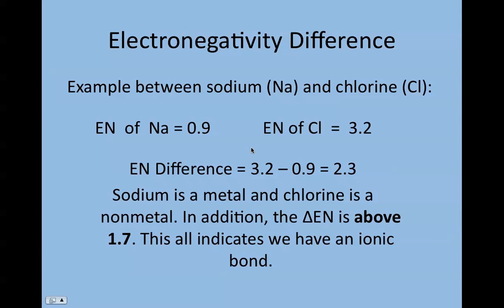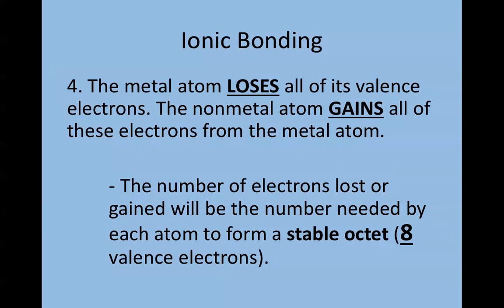Just one thing to keep in mind as we're getting deeper into this unit is being able to calculate that to help you identify different types of bonds, specifically here ionic bonds. So our metal atom, which loses its valence electrons, is going to give them to the nonmetal atom, which gains them. The number of electrons lost or gained will be the number needed by each atom to form a stable octet, those 8 valence electrons that we referred to yesterday in class.